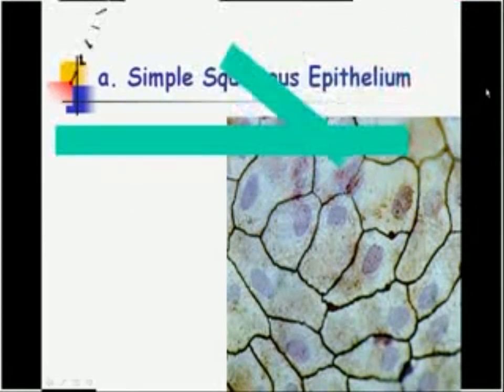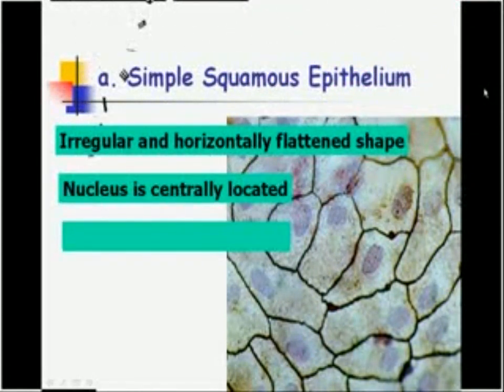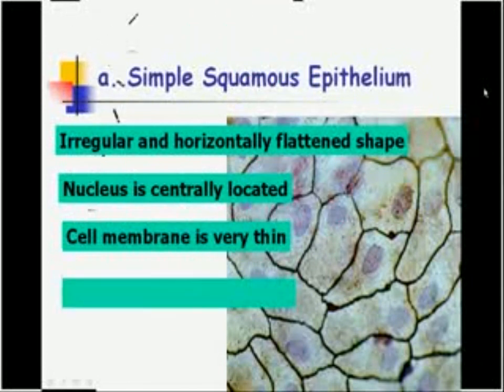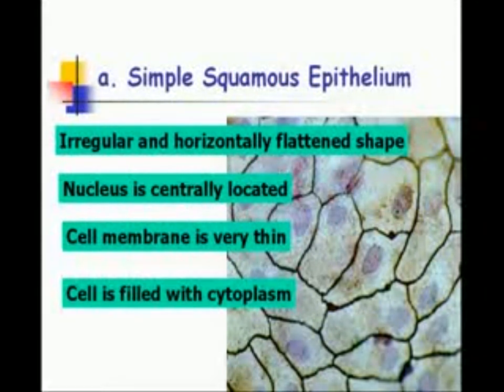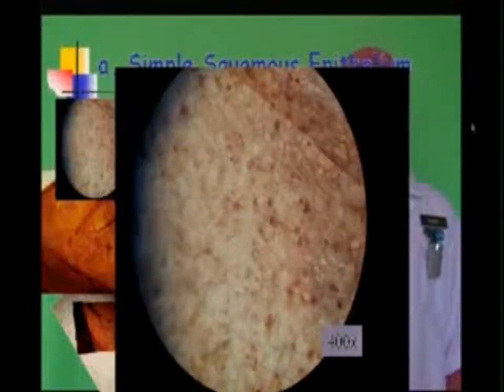Simple squamous epithelium. Irregular and horizontally flattened shape. Nucleus is centrally located. Cell membrane is very thin. Cell is filled with cytoplasm. 40 times, 100 times, 400 times.